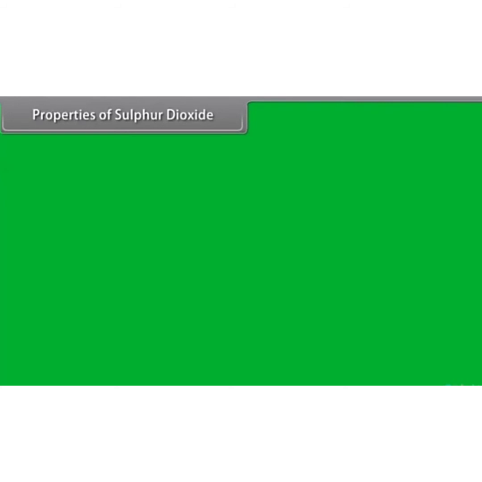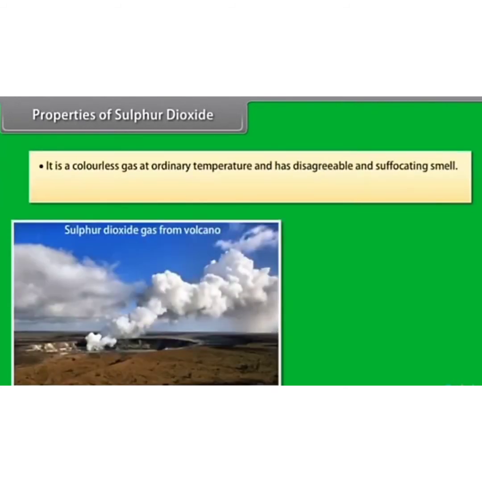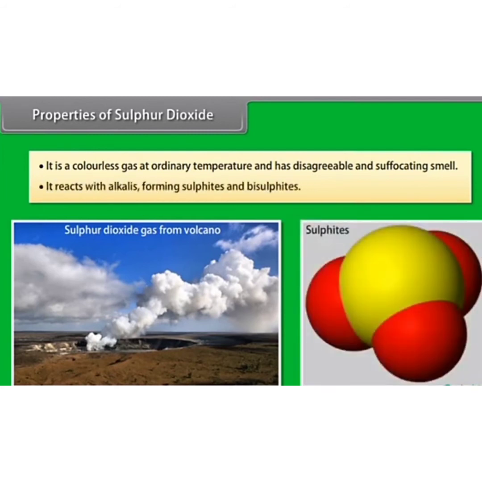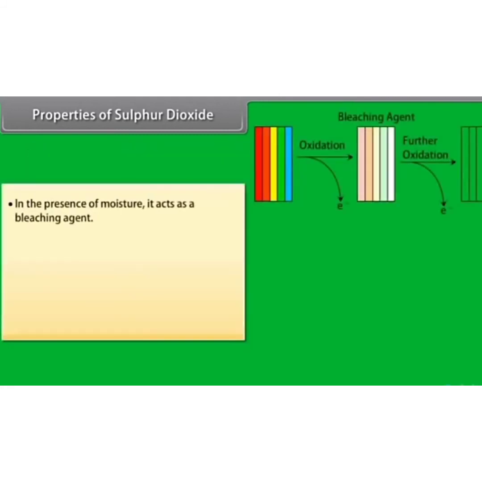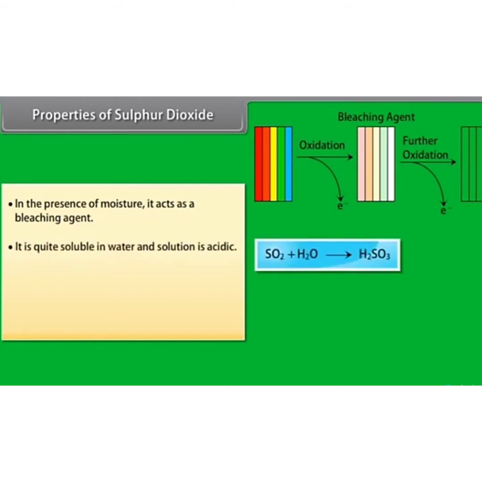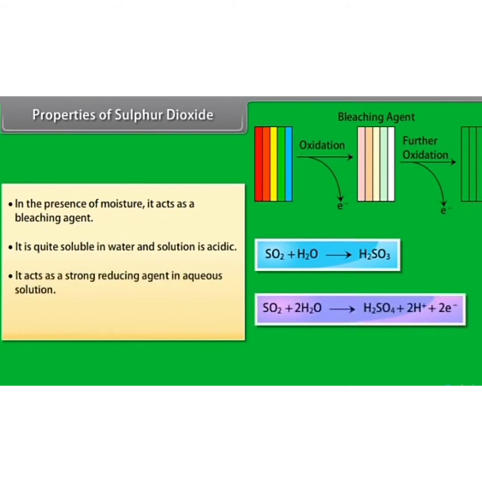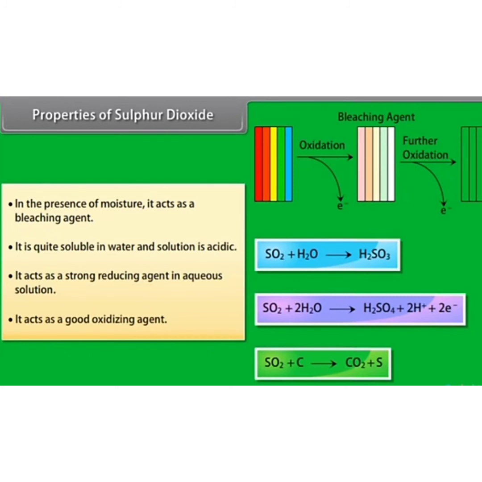Properties of sulfur dioxide. It is a colorless gas at ordinary temperature and has disagreeable and suffocating smell. It reacts with alkalis, forming sulfides and bisulfides. In the presence of moisture, it acts as a bleaching agent. It is quite soluble in water and solution is acidic. It acts as a strong reducing agent in aqueous solution. It also acts as a good oxidizing agent. For example, at 1000 degrees Celsius, it oxidizes carbon into CO2.